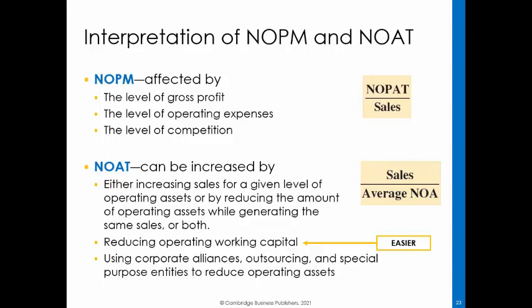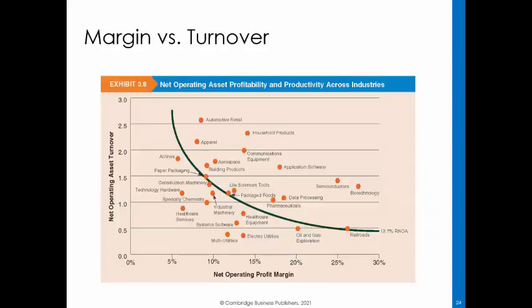It is usually more difficult to reduce the level of long-term net operating assets. The level of property, plant, and equipment required by the company is determined more by the nature of the company's business model than by management action. However, there are some ways to reduce capital investment, such as working in corporate alliances, outsourcing, and the use of special purpose entities. Net operating profit margin and turnover of net operating assets are largely affected by a company's business model. This is an important point.